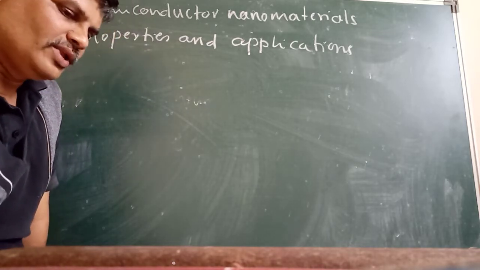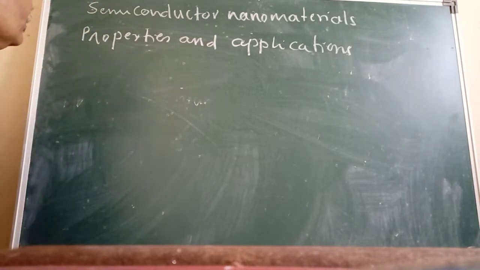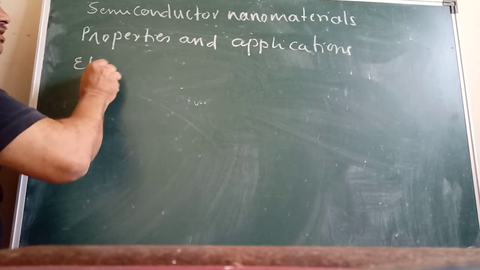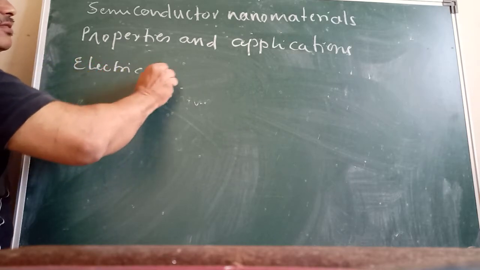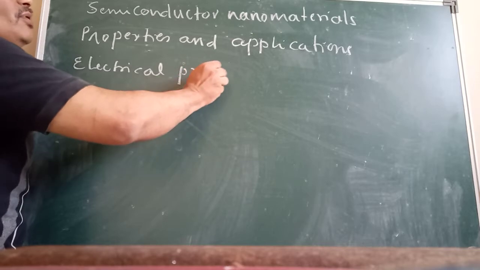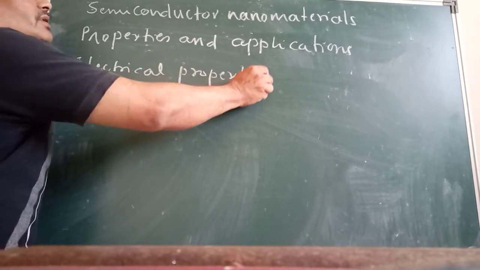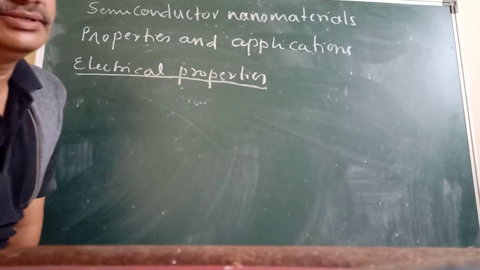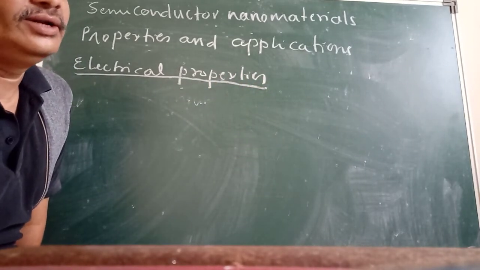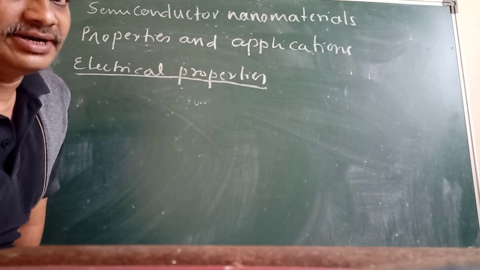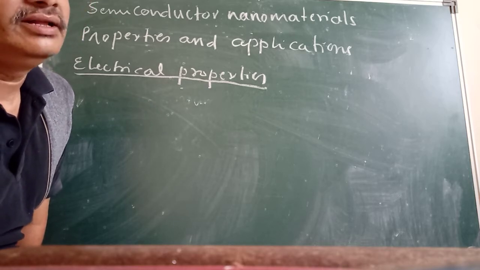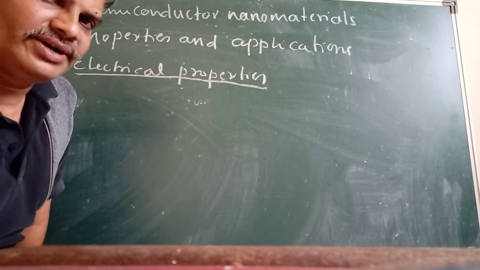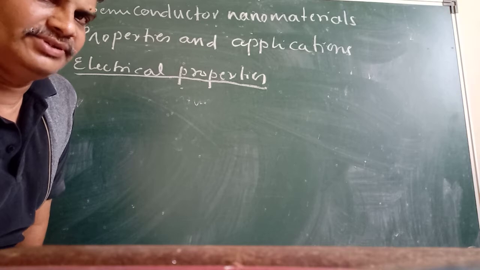Okay, so first, let us take the electrical properties, the novel electrical properties. The electrical properties of the bulk semiconductor are mainly due to the band gap of the semiconductor. In bulk, the band gap will not vary with respect to size. For different semiconducting materials, the band gap is different.